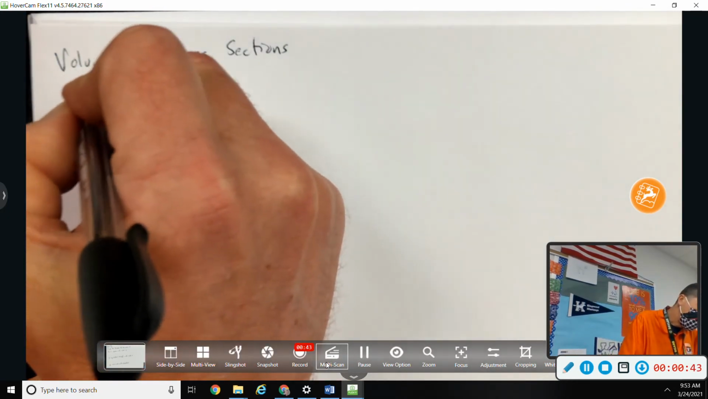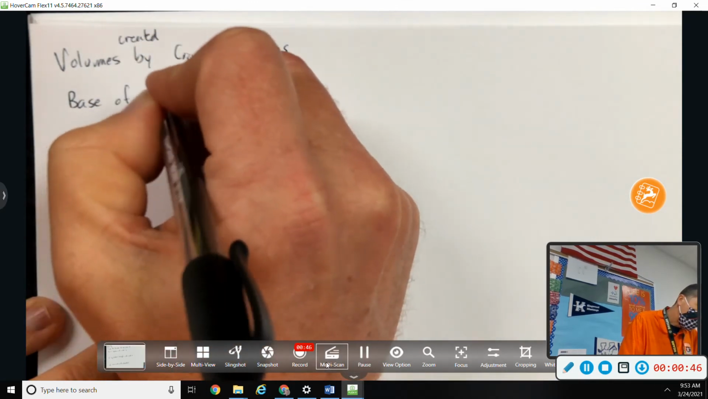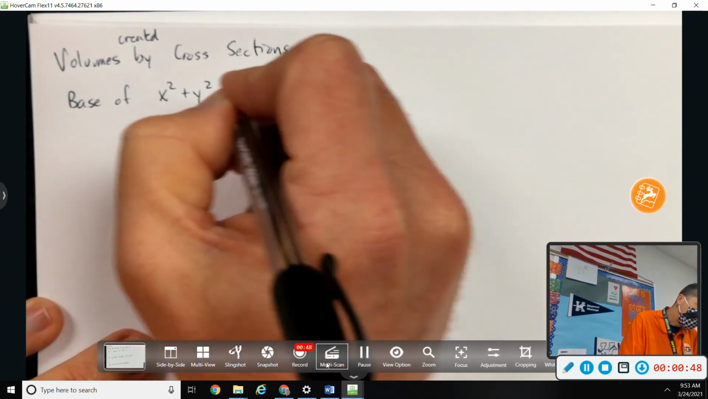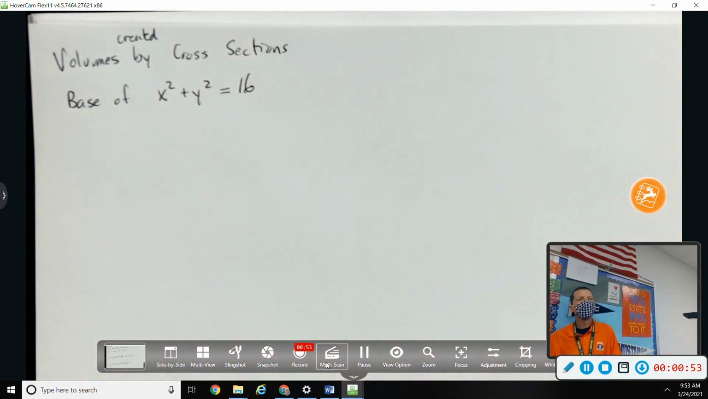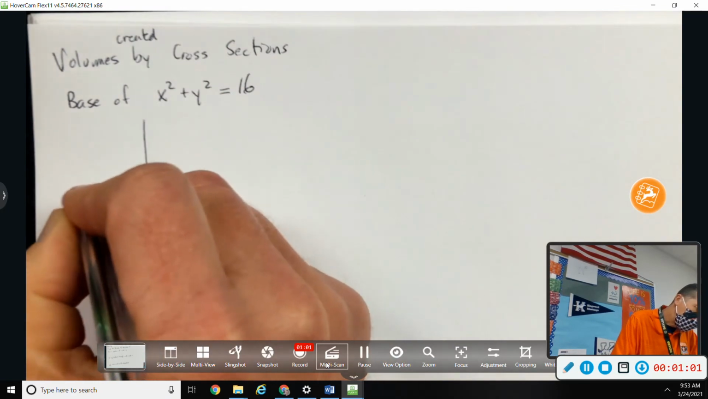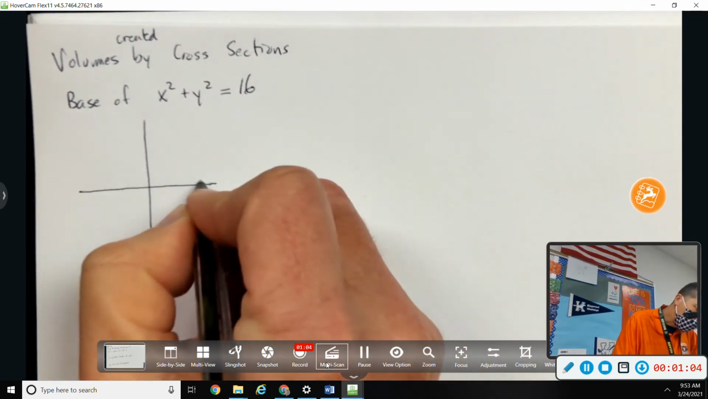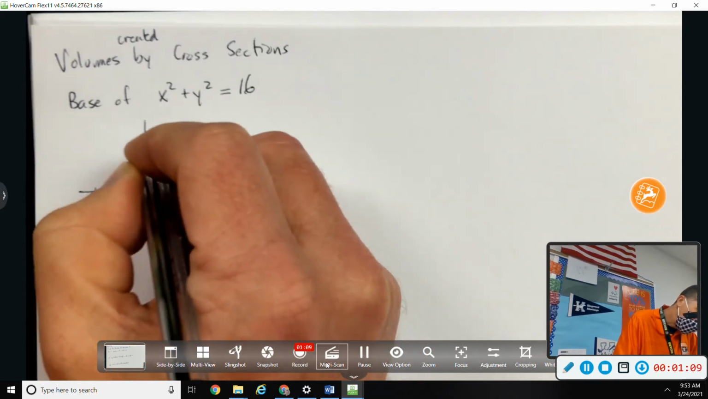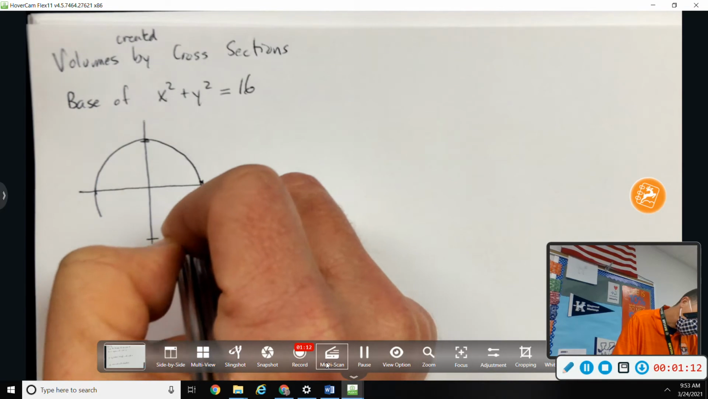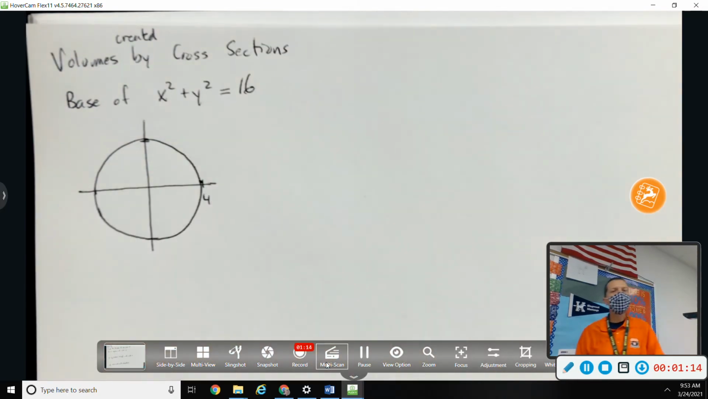So let's have a base of x squared plus y squared equals 16. So what shape is that? Circle. A circle, good. So I'm going to do a circle, radius 4. That's not a bad circle there. That's going to be my base.